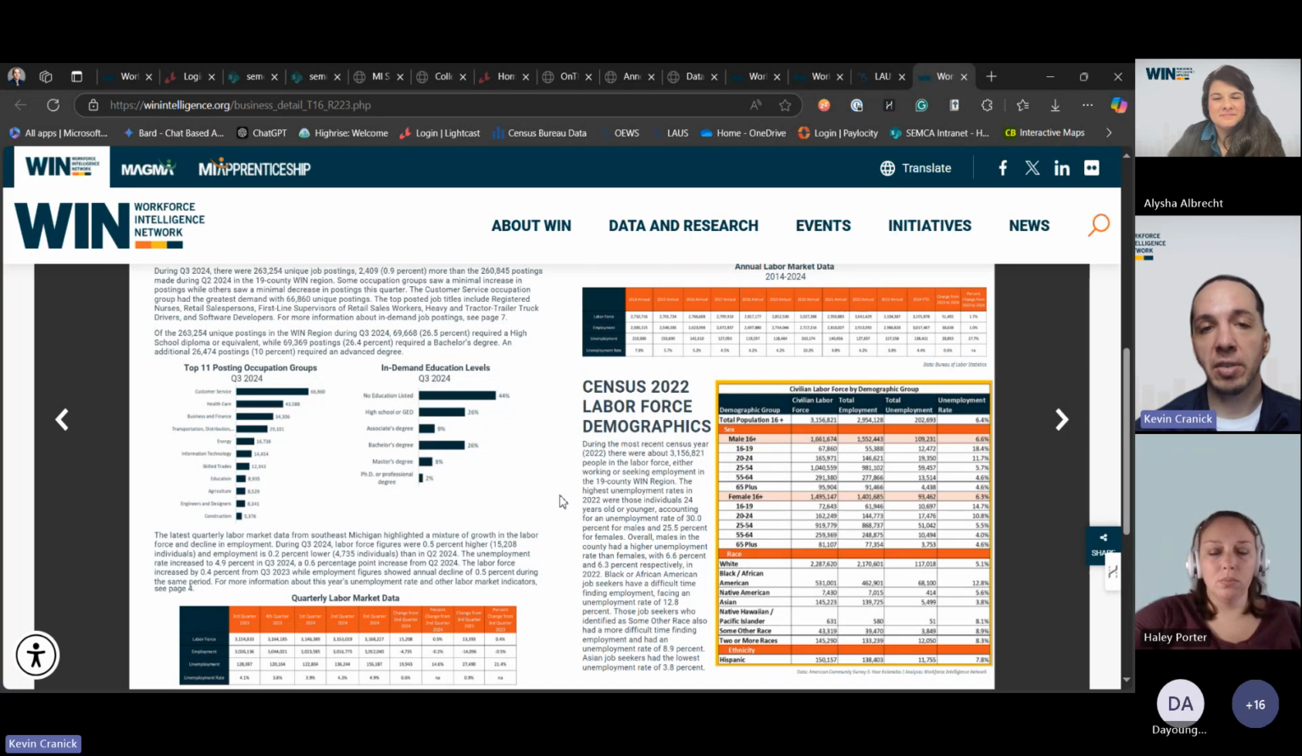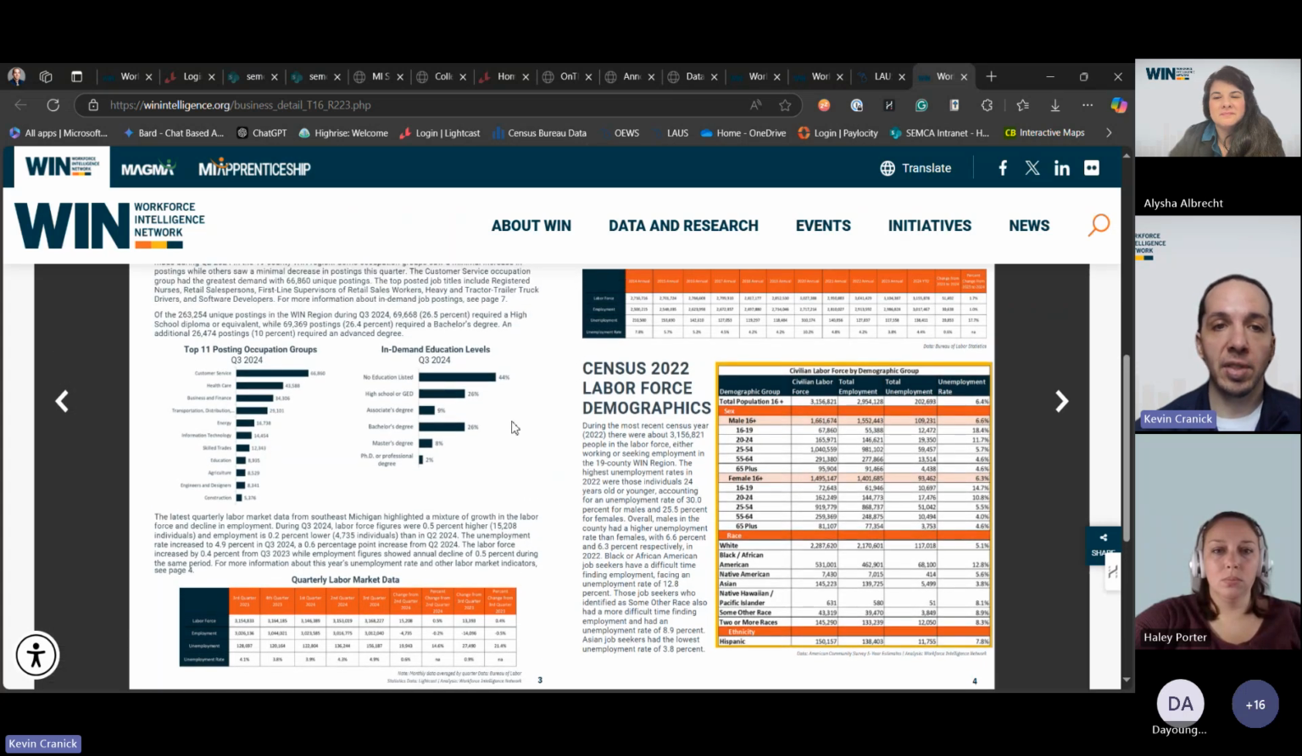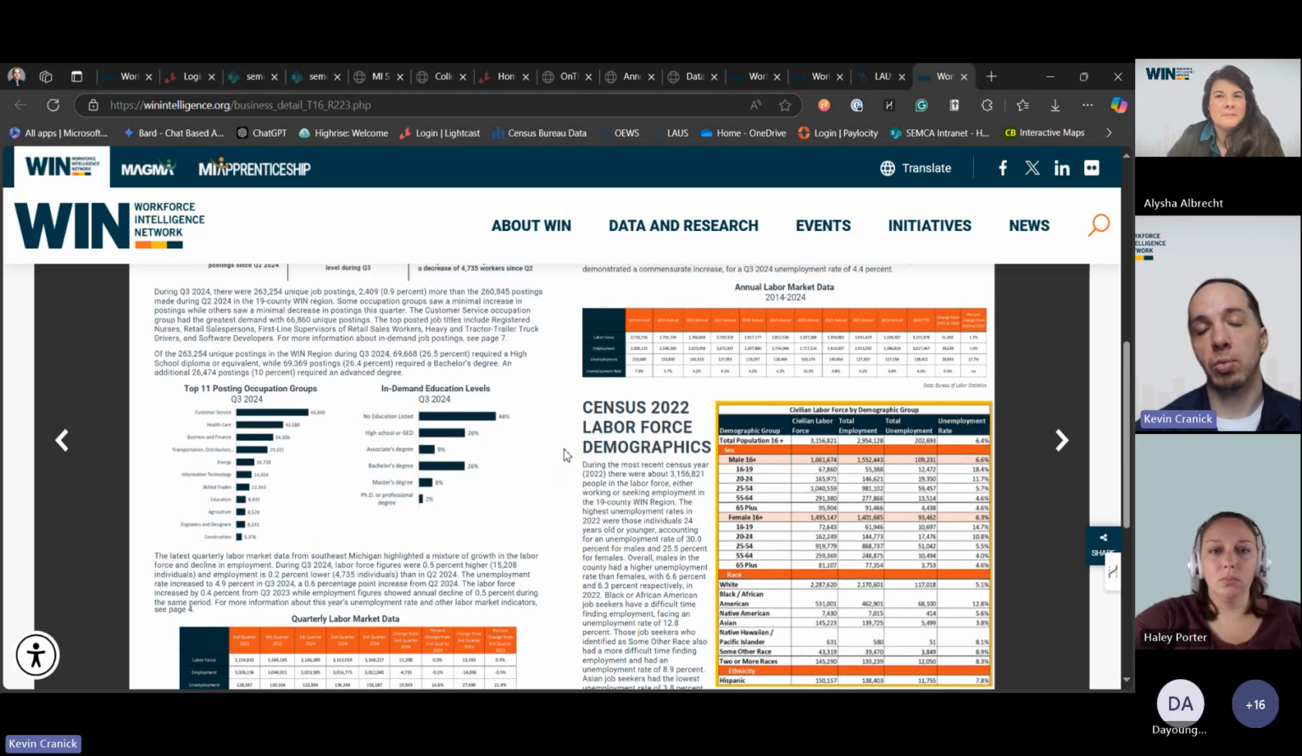So looking at the previous slide, we had the breakdown of the total labor force, as well as employment and unemployment. Here we have further breakdowns at the quarterly labor market data level. We have the most in-demand education levels, the top occupation groups. And what's really interesting to me, I know when I first started developing these reports, is looking at the differences from one county to another and seeing how those various counties stack up to each other in terms of what occupations are most concentrated in those areas.